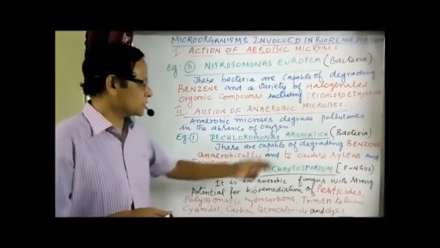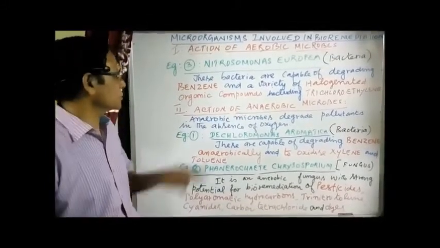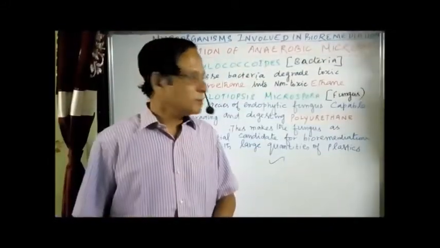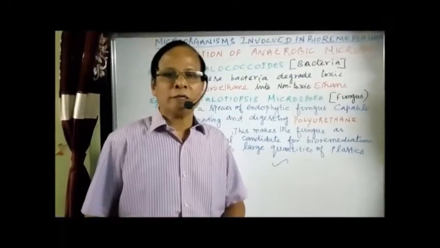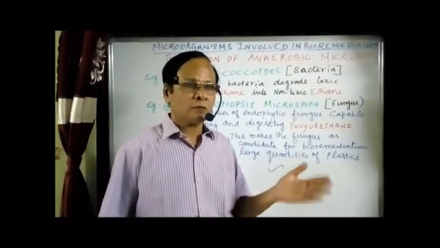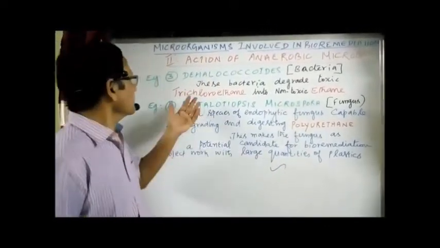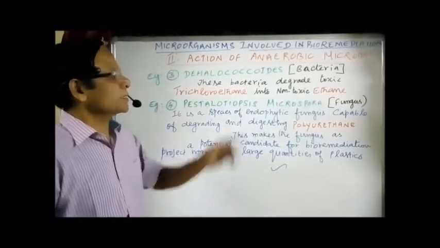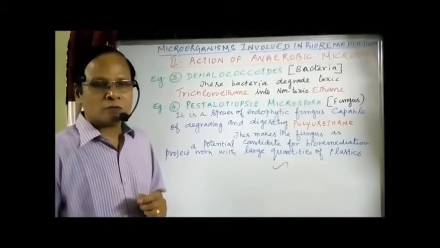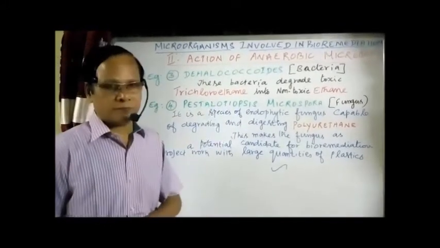So that's about the fungus. The first one is a bacterium, the second one is a fungus. We have also another bacterium, another fungus, two more examples to complete the action of anaerobic microbes. Let's see now. The third example for anaerobic breakdown of a pollutant, it is again a bacterium. Coming back to this one, Dehalococcoides, a kind of bacteria. Now these bacteria degrade toxic trichloroethene, not ethylene, into non-toxic ethene.